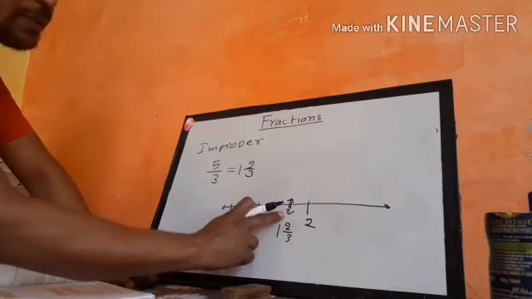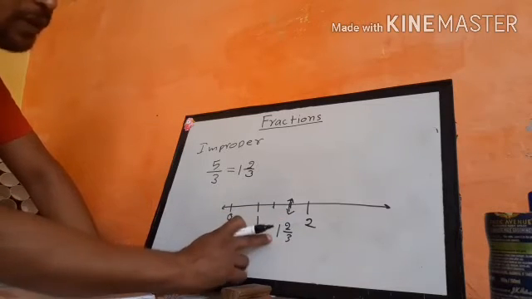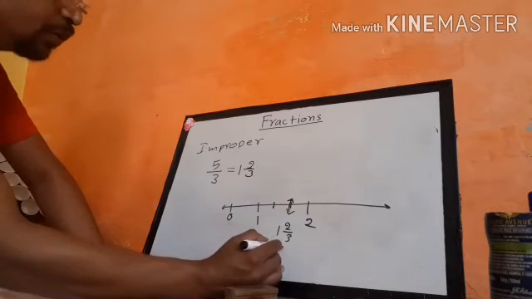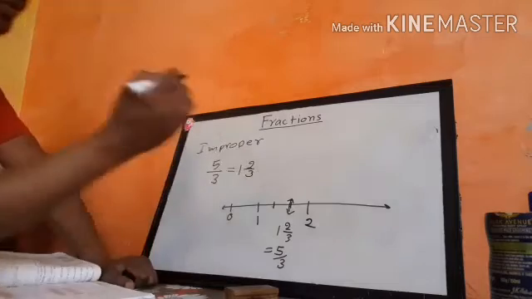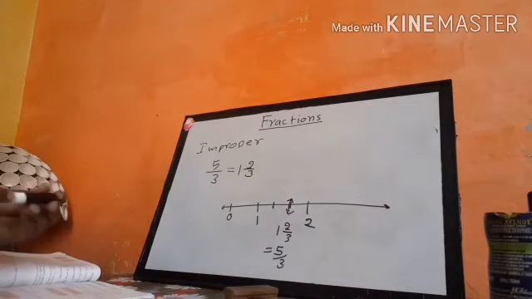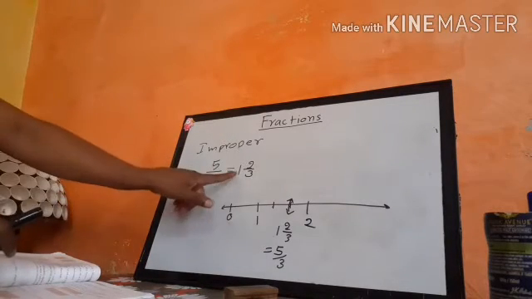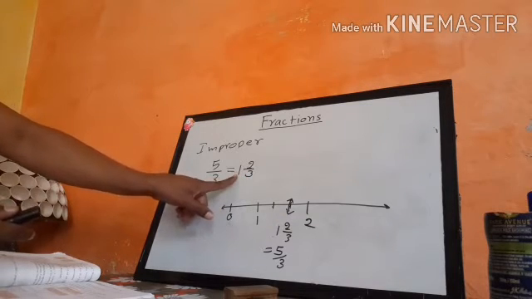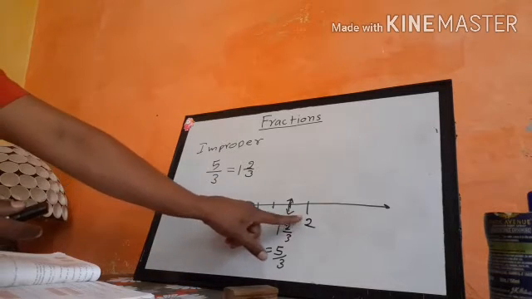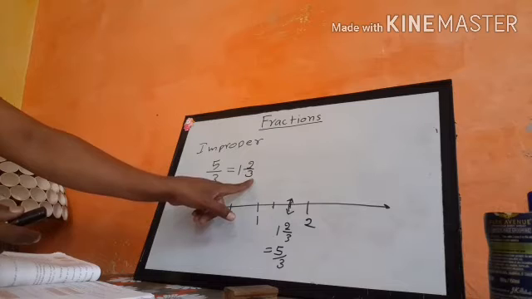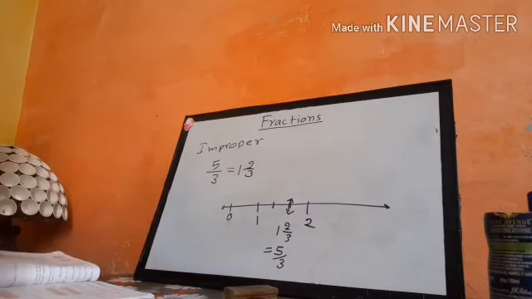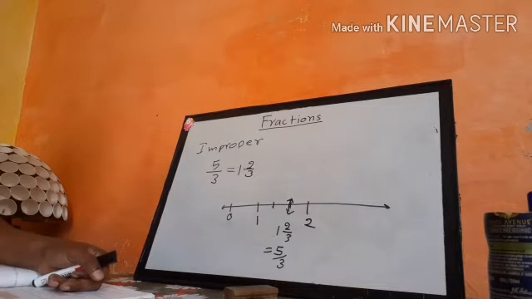Since we have taken this part after the 1, 1 will come as the whole, and it is equal to 5 upon 3. Right? Students, keep in your mind, we will start to represent the fractional part after this whole number. Here the whole number is 1, so I have taken this part to represent this fractional part. Okay, so keep it in your mind. And one more example for your better understanding.